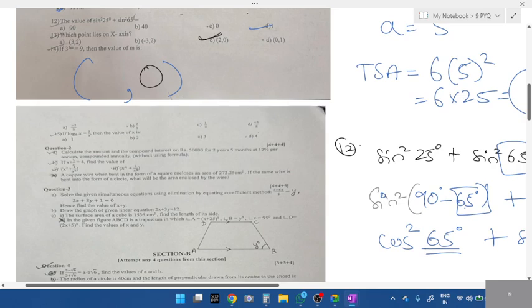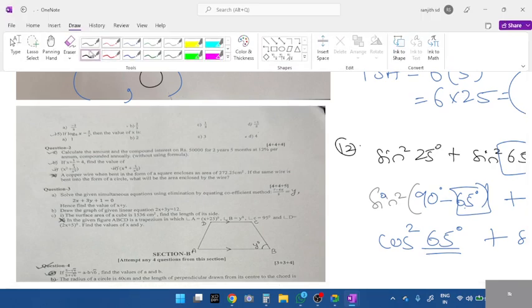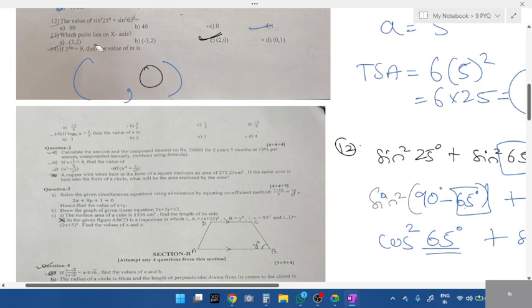Very good. Option C is the answer. Look the way they've asked: which point lies on x-axis? They've given us (4, 2, 0)... (2, 0) is the answer.